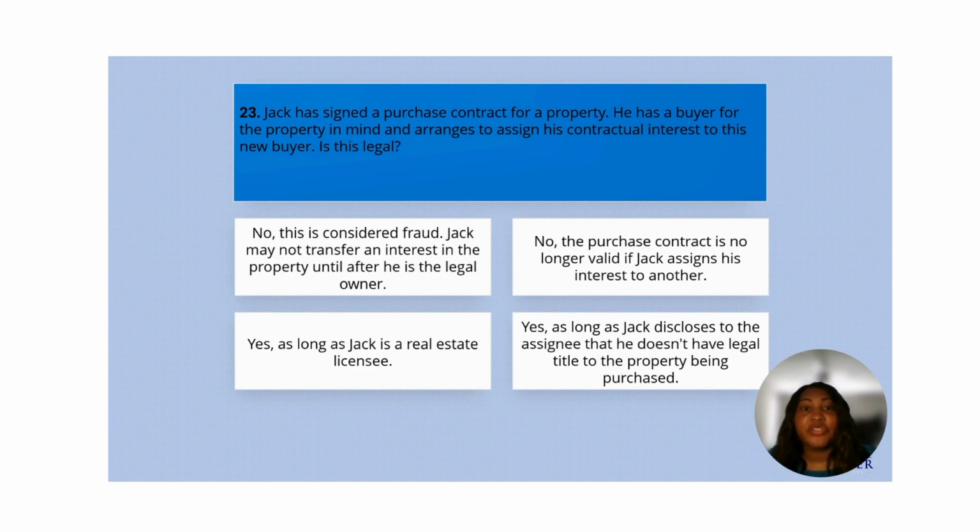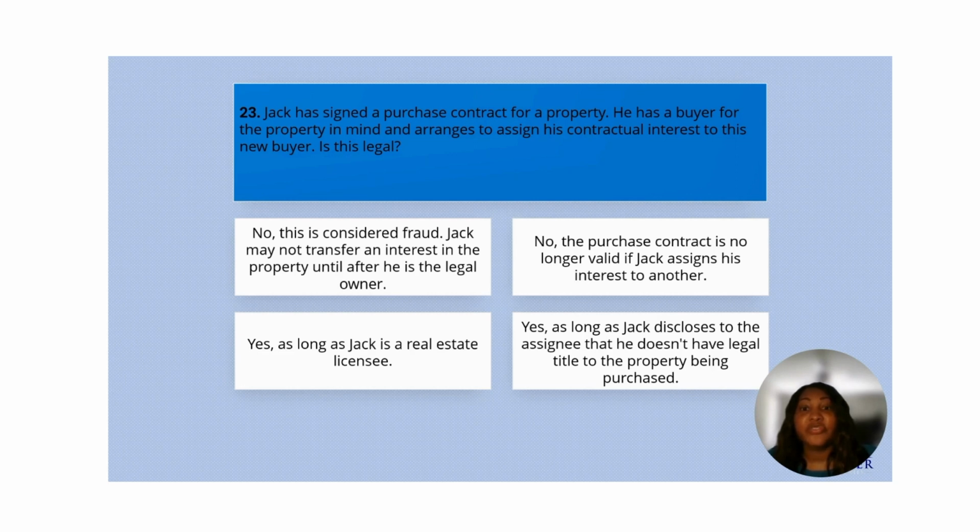Jack has signed a purchase contract for a property. He has a buyer for the property in mind and arranges to assign his contractual interest to his new buyer. Is this legal? No, this is considered fraud. Jack may not transfer an interest in a property until after he is the legal owner.